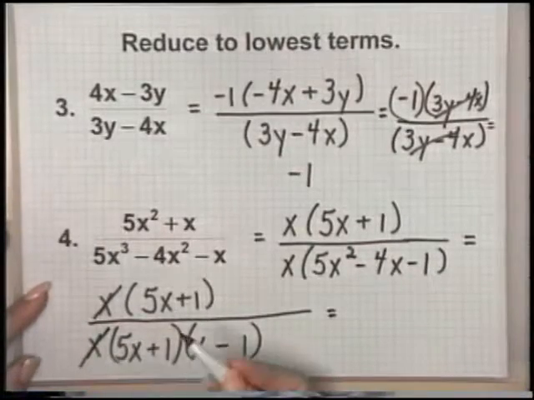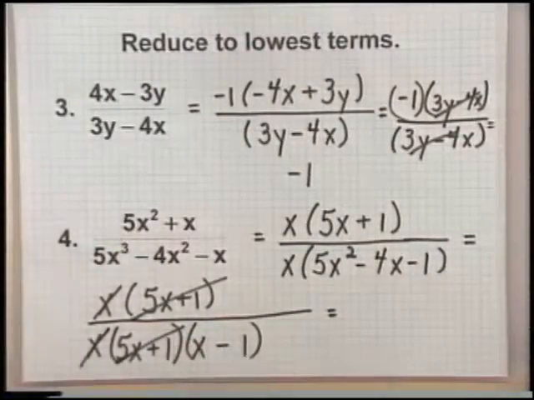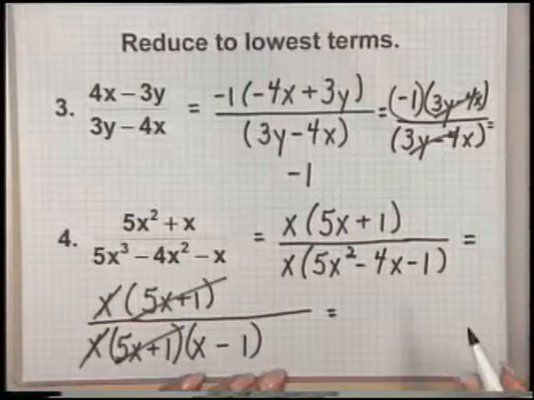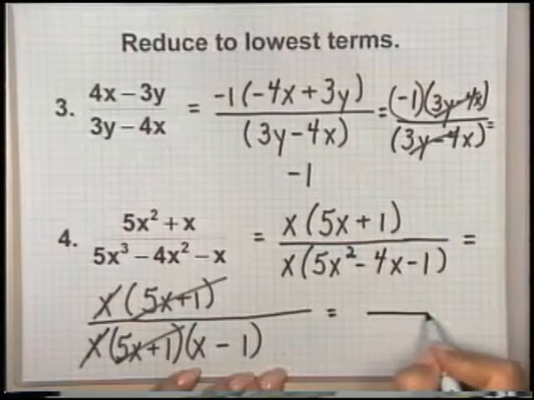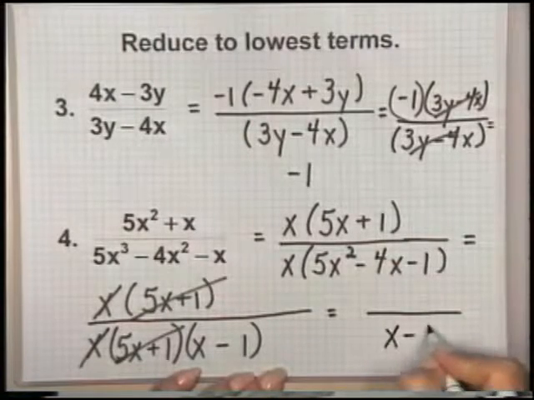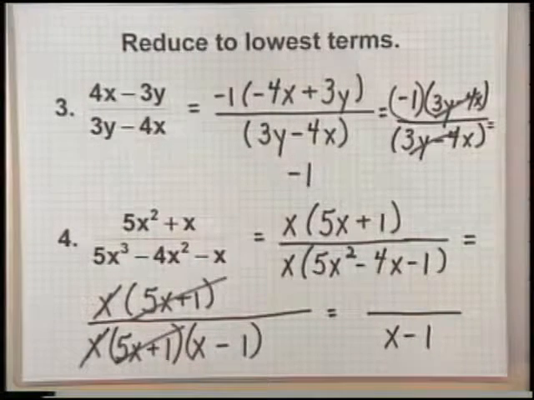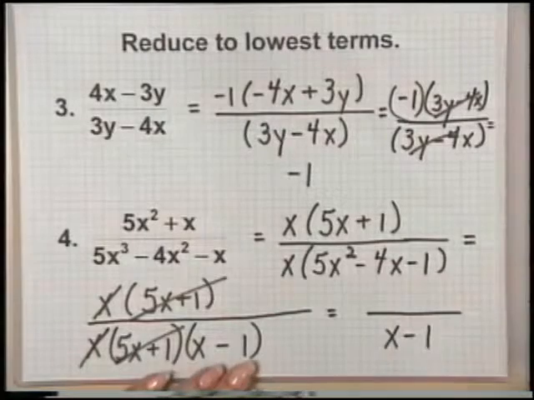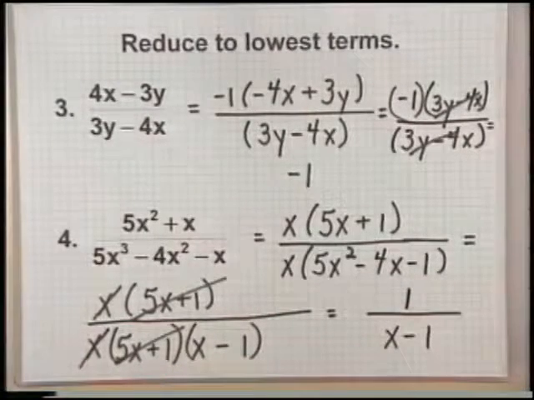Dividing out common factors, I may divide out my x's. I may divide out my 5x plus 1s. I am left with x minus 1 in the denominator. And what am I left with in the numerator? It's understood to be a 1, isn't it?